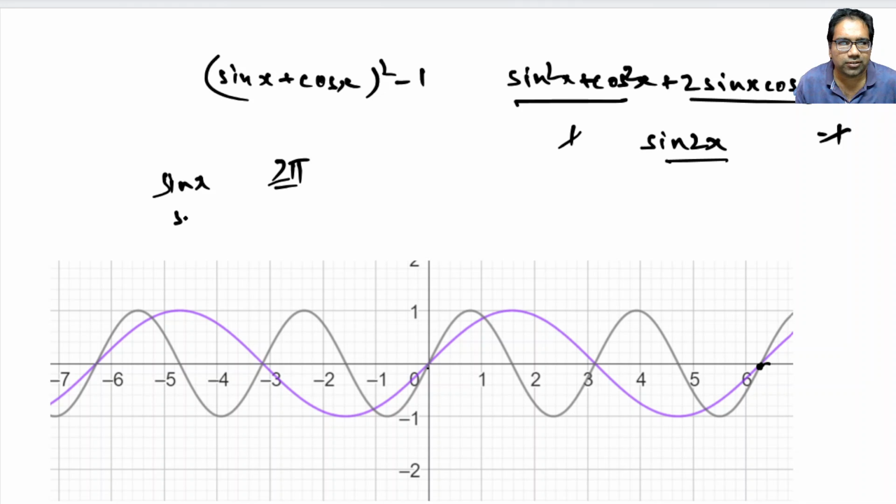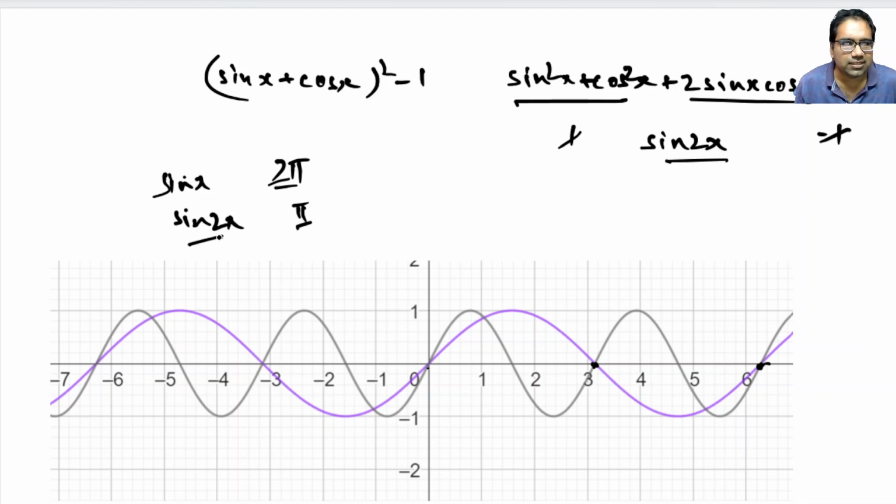When it is sin 2x, it is compressed by a factor of 2 compared to sin x. That means if sin x takes 2 pi for one complete cycle, sin 2x will do 2 cycles in 2 pi. That means it will take pi for completing a cycle. That's why the period is actually pi. Every pi it will complete a cycle. Within 2 pi, it will complete 2 cycles. So this is the graph for sin 2x, and the period is pi.